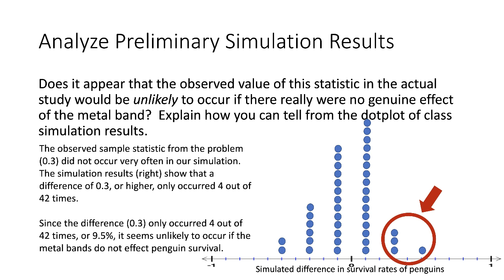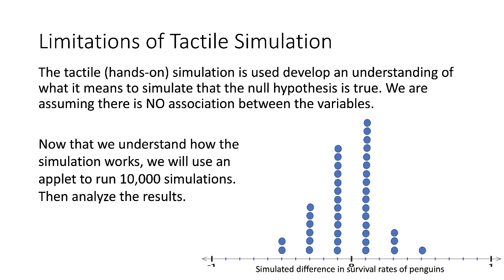If something happens less than 10% of the time, that would be unlikely. Our simulation assumes that the metal bands do not affect penguin survival. There are always limitations of a tactile simulation. The tactile or hands-on simulation is used to develop an understanding of what it means to simulate that the null hypothesis is true. So remember, we are assuming that there's no association between the variables.